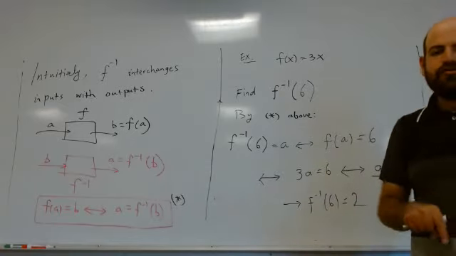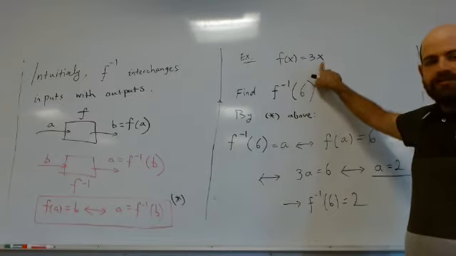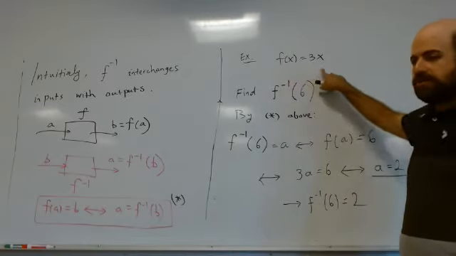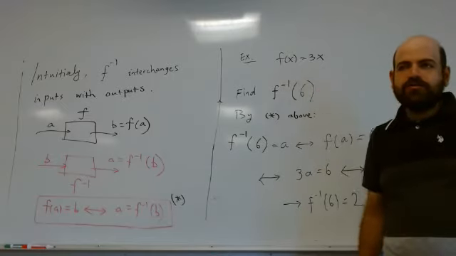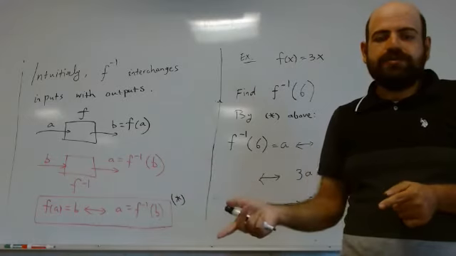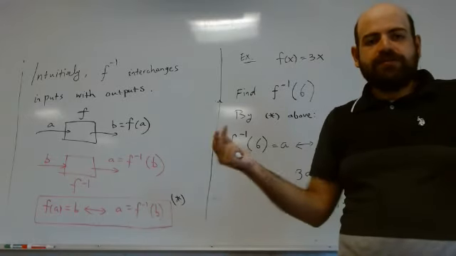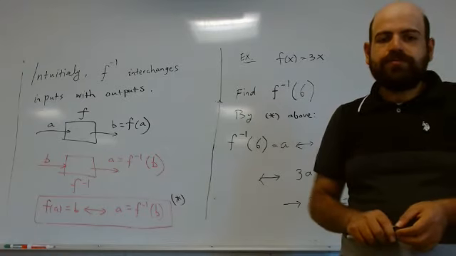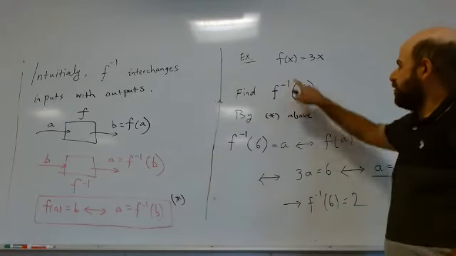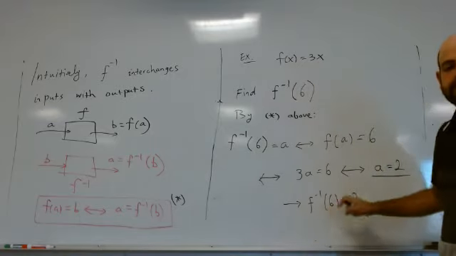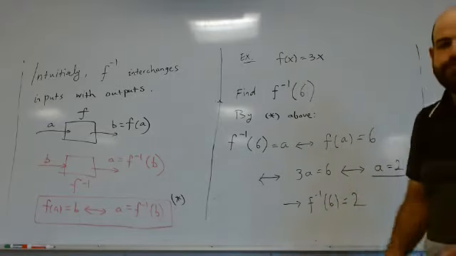Because f of x is 3x, right? So how much is f of 2? f of 2 is 3 times 2, which is 6. So if the input is 2 for the original function f, the output is 6. Now for f inverse, input becomes output, output becomes input. For the original f, input is 2, output is 6. For f inverse, input is 6, output is 2.